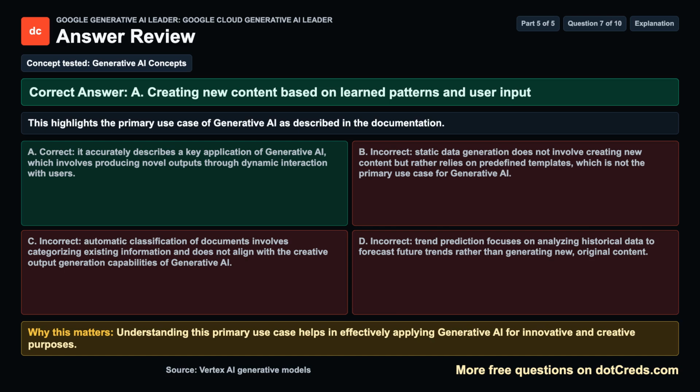Concept tested, generative AI concepts. The correct answer is A. Creating new content based on learned patterns and user input. This highlights the primary use case of generative AI as described in the documentation. Why this matters? Understanding this primary use case helps in effectively applying generative AI for innovative and creative purposes.